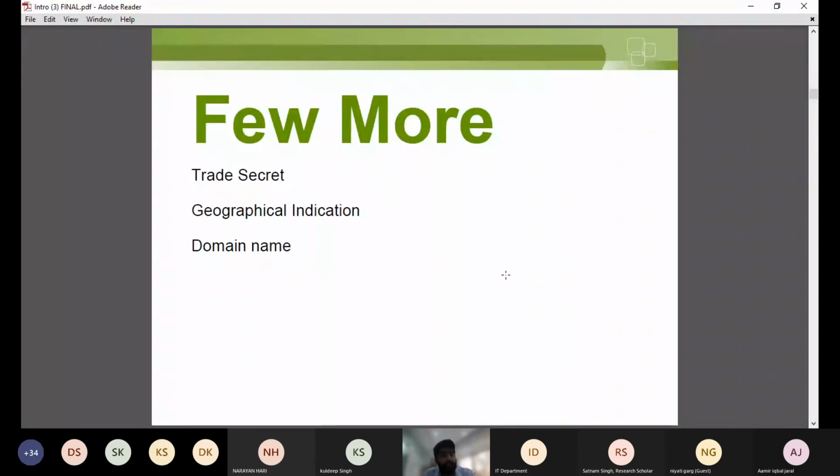Then another we have is geographical indication. As the name suggests, geographical indication means the identity given to those kinds of products which have become famous from a certain region because they have certain quality standards. I'll explain this with the help of an example. For example, Darjeeling tea, right? That tea has become famous because of that particular area, as it originates from the Darjeeling area, and it has certain quality standards also.